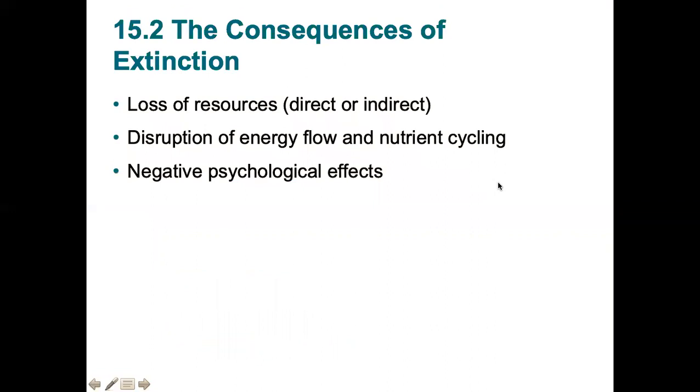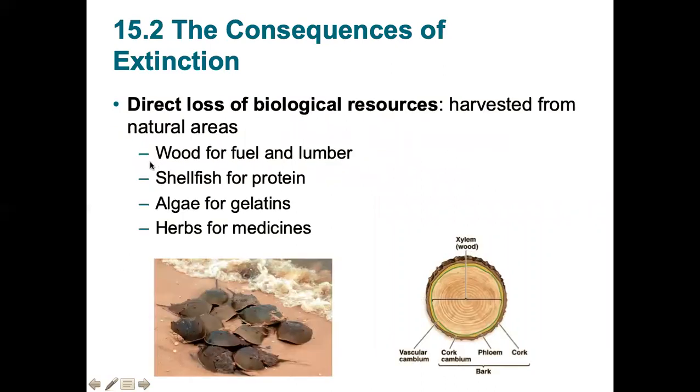Well, and everybody else on this planet, it's causing the loss of resources, either direct or indirect. It's disrupting energy flow and nutrient cycling. And it makes a lot of us darn sad. And that's not even just being flippant. That's for real. So direct loss of biological resources: if you chop down all the trees so that you can build a golf course, you're not going to have any wood for fuel. If you overharvest the creatures of the sea, then their population is not going to be able to bounce back because they're not going to be able to reproduce at the rate you're harvesting.